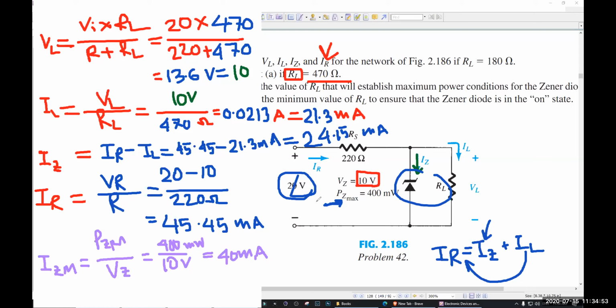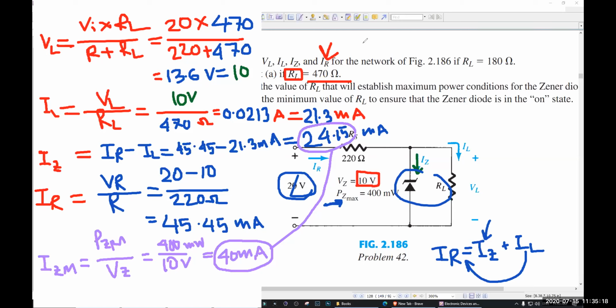Now how much current are you actually having? 24.15. Is it allowable? Yes, it is allowable because the maximum is 40, and you are getting 24.15. So that's it, we have solved the question.